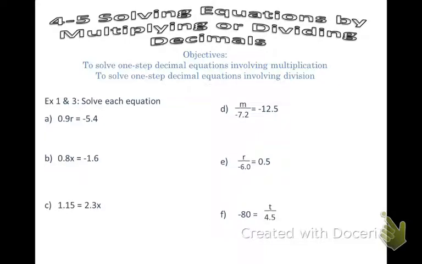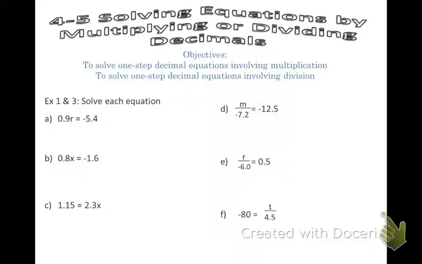Today's lesson is solving equations by multiplying or dividing decimals. The objectives today are to solve one-step decimal equations involving multiplication and one-step decimal equations involving division. This is example 1 and 3 put together. It's the same idea as the lessons before when you just had a number and you multiplied or divided. Now we're adding decimals to it. So again, you do the opposite of what it's doing to the variable.